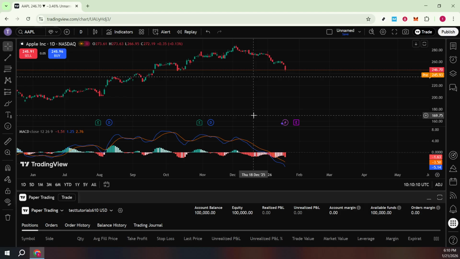The zero line is a helpful reference. Readings above zero generally align with upward momentum. Readings below 0 point to downward momentum. A practical tip: use MACD as confirmation rather than a standalone trigger.